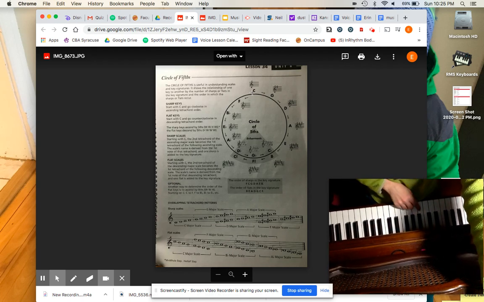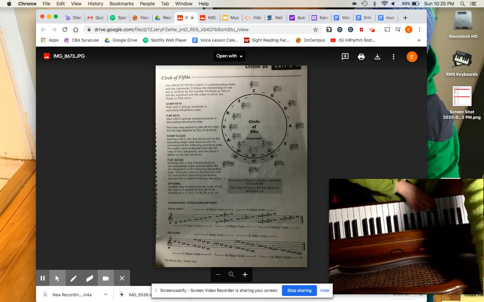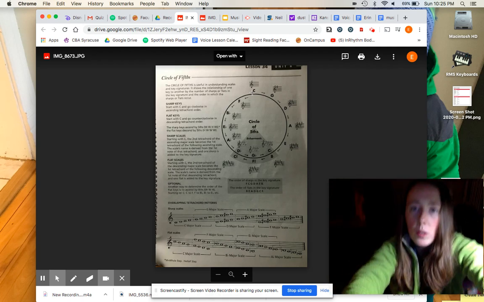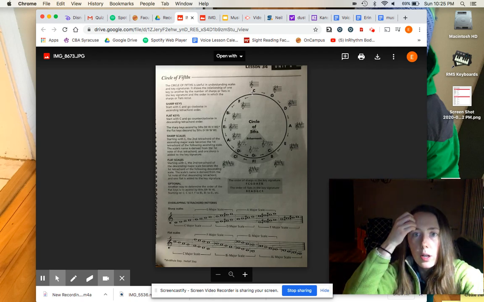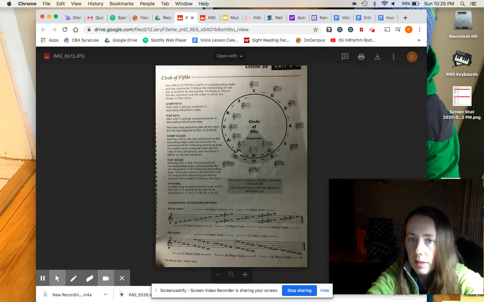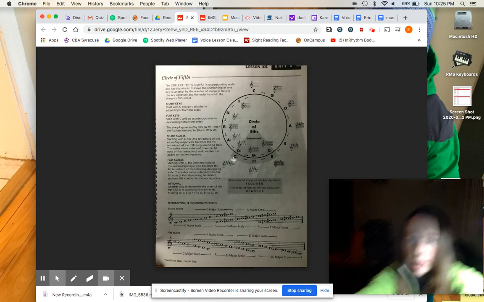It has 1 flat. Down 5 from F, 1, 2, 3, B flat has 2 flats. So it just goes around to show the order of the flats and the relationship of the keys. The ones that overlap, they're the same. So D flat and C sharp is the same key on my keyboard.